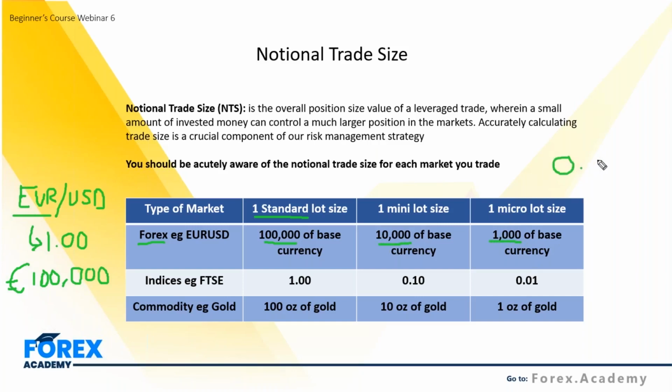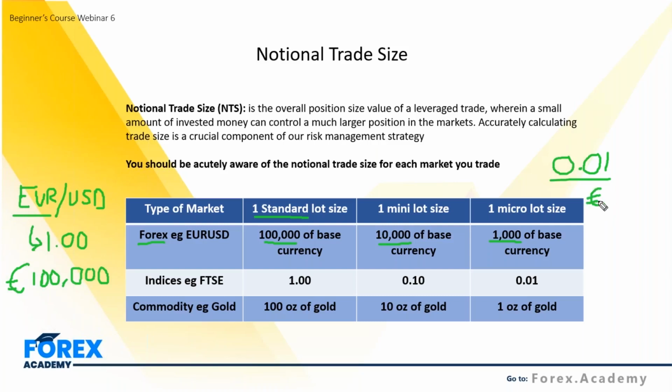So that there is effectively a 0.01 lot or a micro lot. Effectively, that is telling us that we are looking to trade 1,000 euros of cash against the depreciating or appreciating rate of the US dollar.